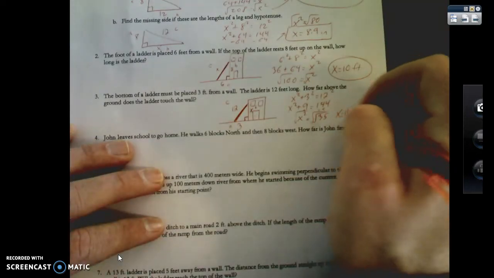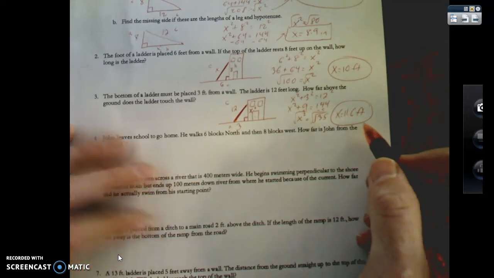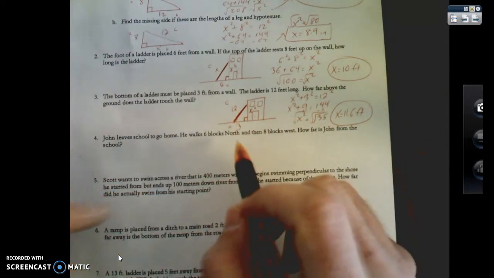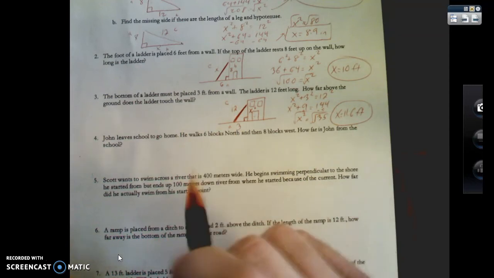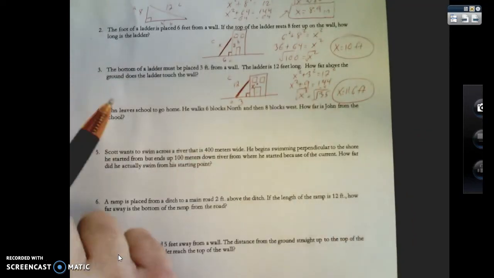.6, and we're still doing it in feet. And again, it makes sense. I always try to make sure that it makes sense because it's not the longest side. All right. Very good. John leaves school to go home.